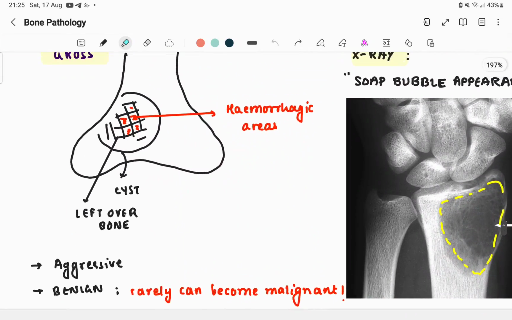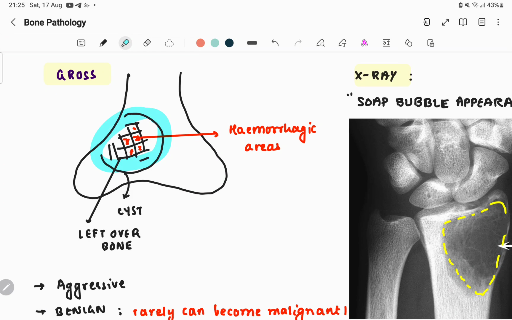What is the gross? Look at this. The gross cyst will be present. It will not invade outside the periosteum. A meshwork will be present. In the leftover bone, there is a cavity, due to which the bone will become porous and will be associated with hemorrhage.